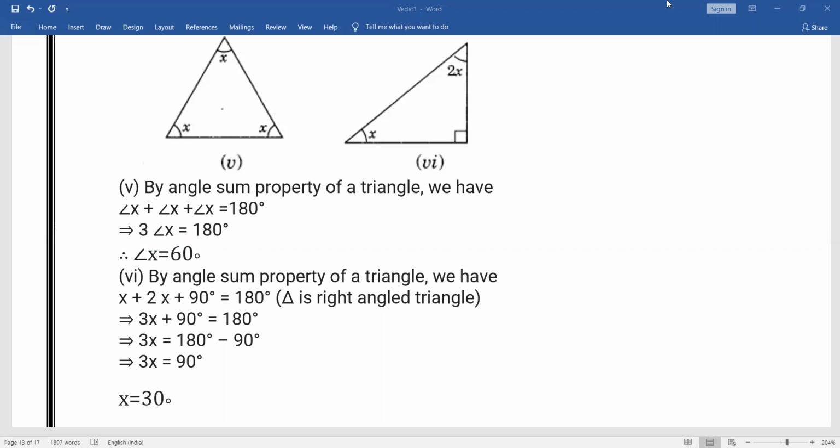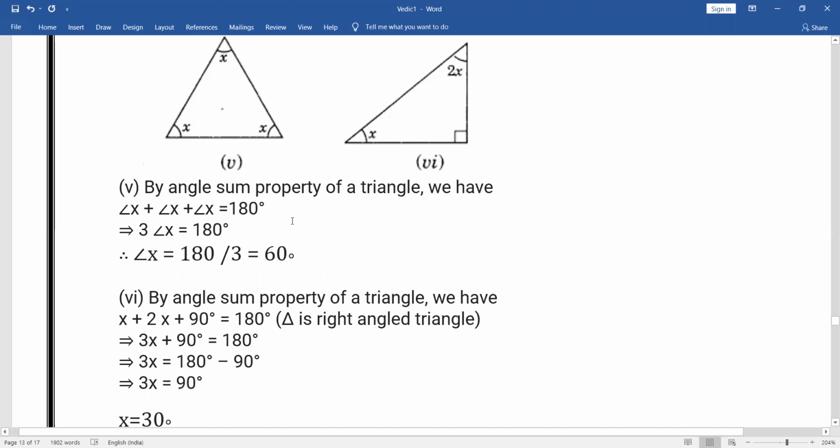Now what is the meaning of this 3x? It means 3 is in multiplication with x. So when you have to find out the value of x, what you need to do? This 3 will go in the division. You need to divide 180 by 3, and the result is 60 degree.